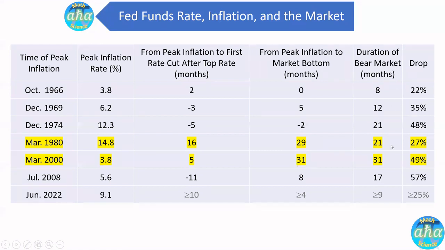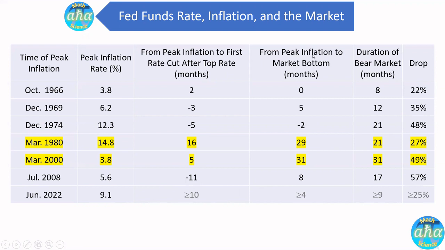And then this is the duration of the bear market for each cycle. And this is the drop from peak to trough for each bear market. The last row is basically the current cycle. You can see the Federal Reserve has not made a rate cut yet, and it looks like it's not going to cut in March 2023. So we will say that the time from peak inflation to first rate cut is at least more than 10 months.